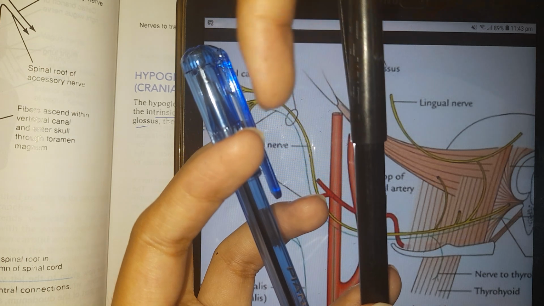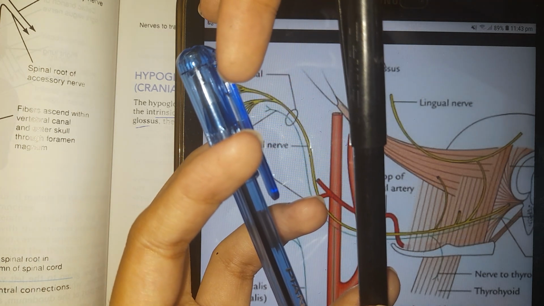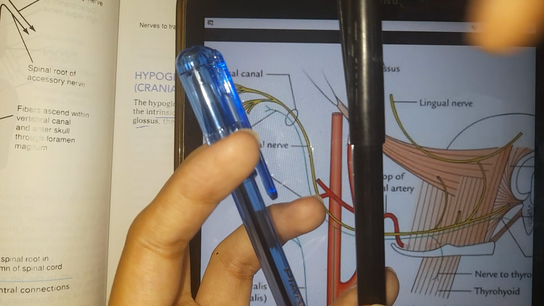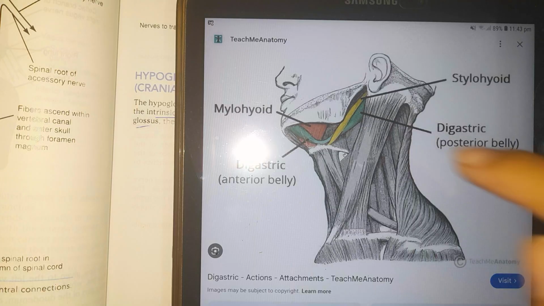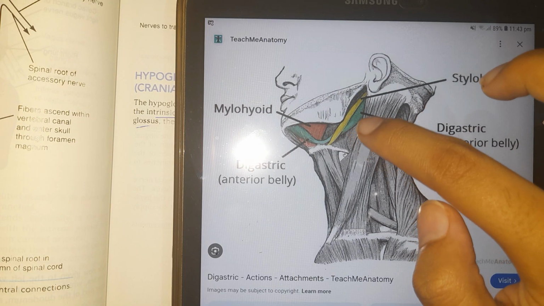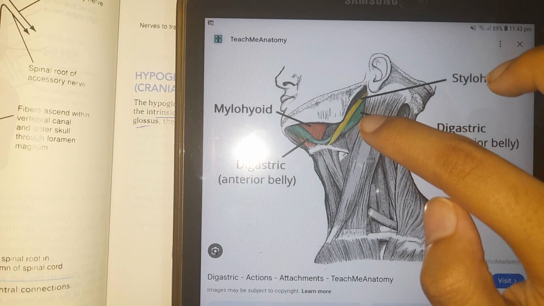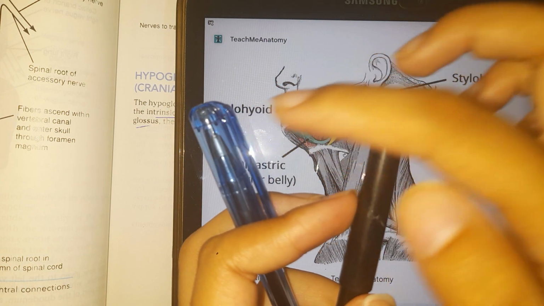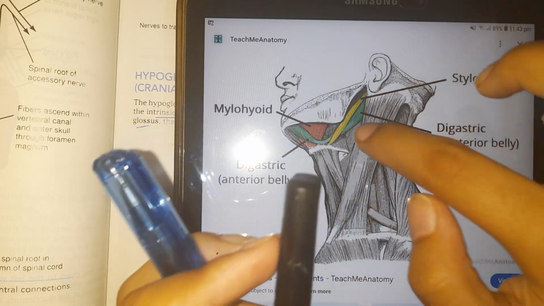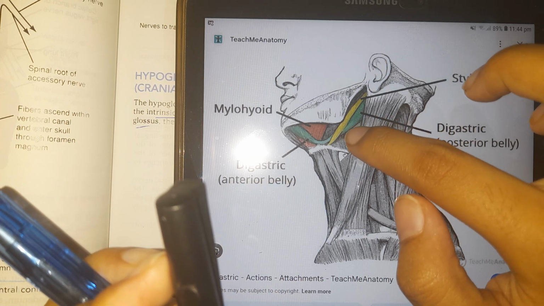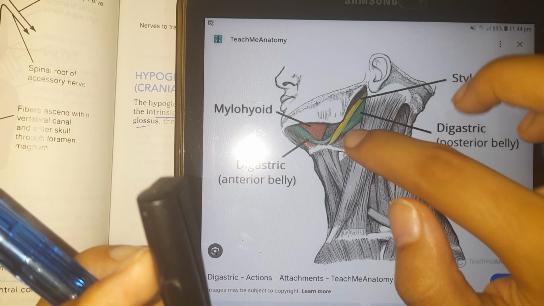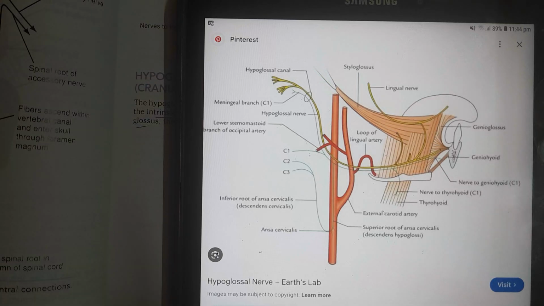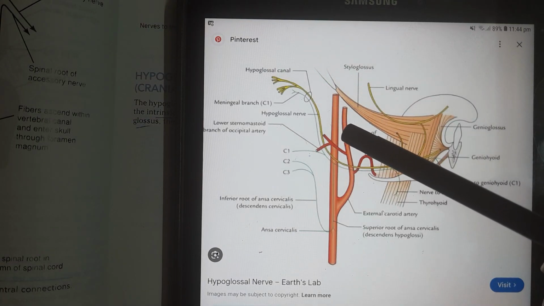After it leaves the space between the internal carotid artery and the internal jugular vein, it comes forward, and just on the inferior border of the posterior belly of the digastric muscle, firstly it was passing between the internal carotid artery and the internal jugular vein, but when it reaches the lower border of this digastric muscle, it passes between the internal and the external carotid arteries.